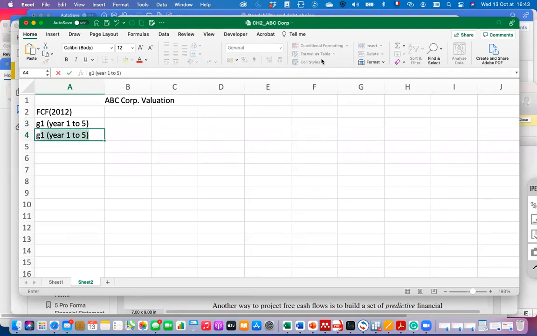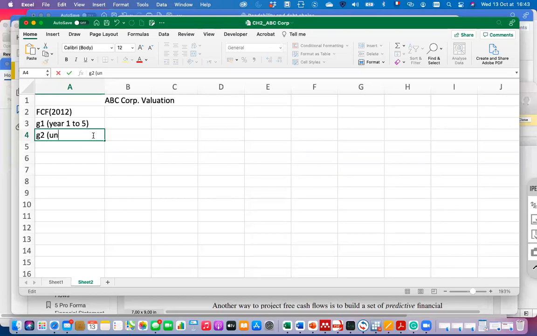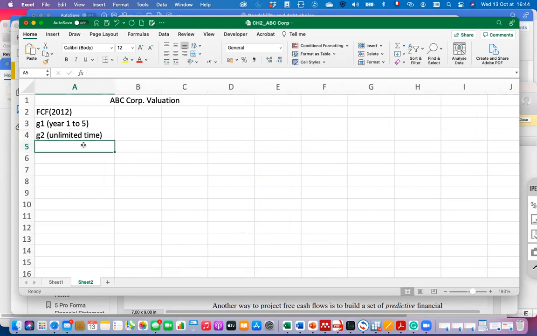Then the second growth rate, which is unlimited in time. Then I have the discount rate, called the weighted average cost of capital, WACC. It is used when we have financing with both equity and debt.